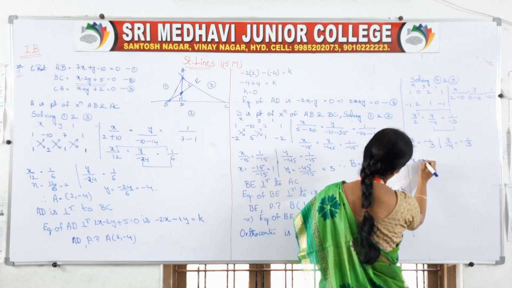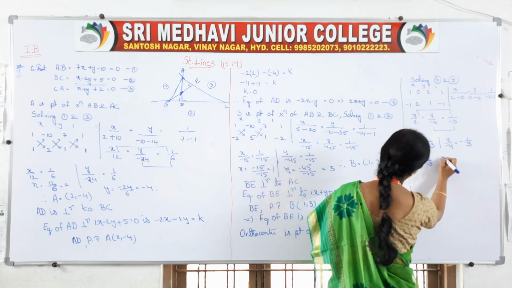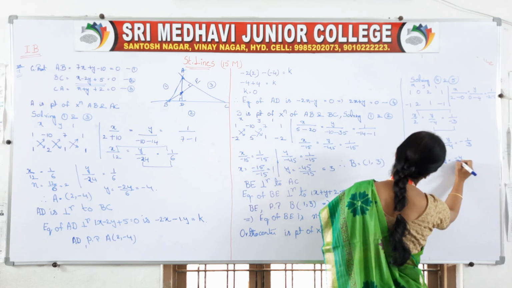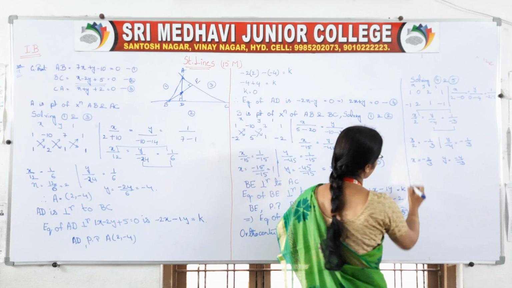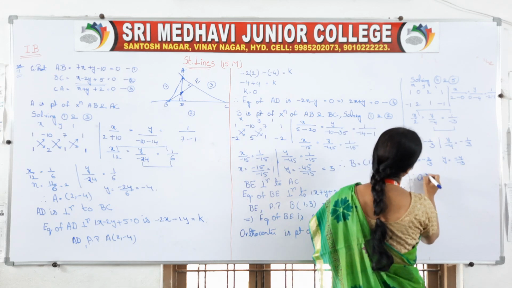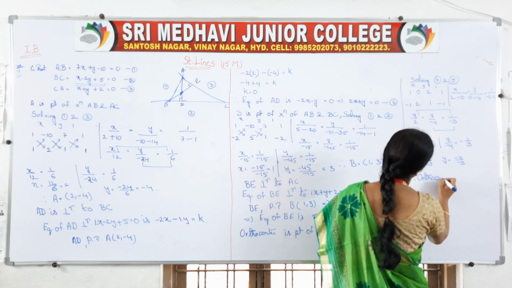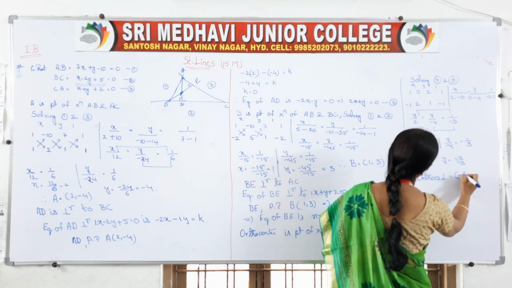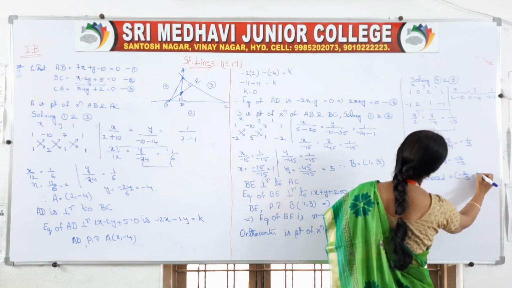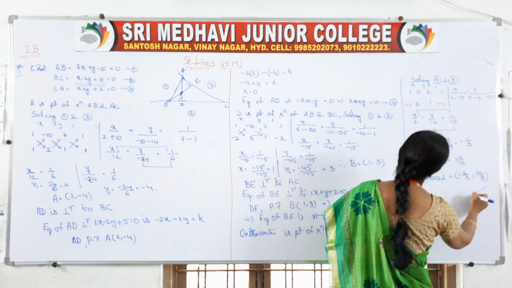So x is equal to minus 2 by 3, y is equal to minus 4 by minus 3. Therefore, orthocenter is equal to minus 2 by 3. Here minus minus cancel, 4 by 3.